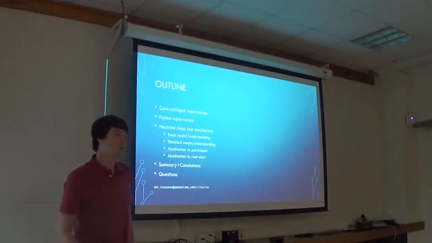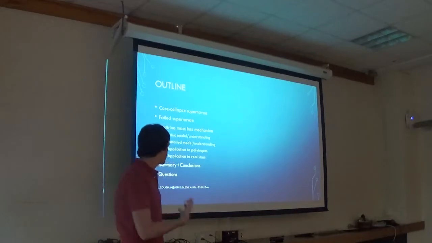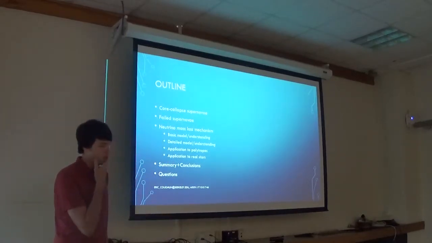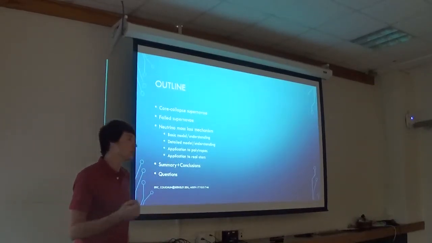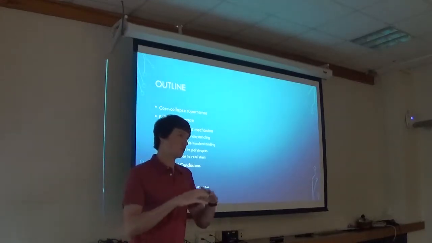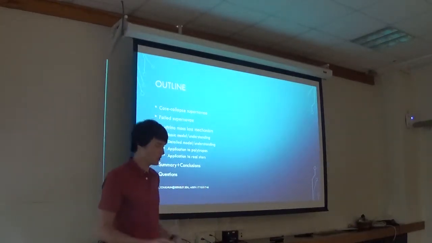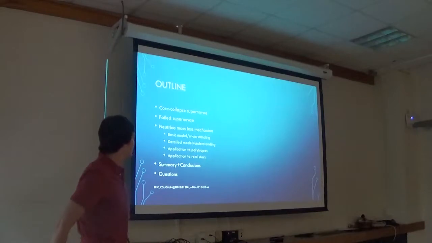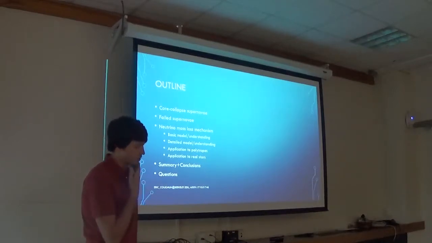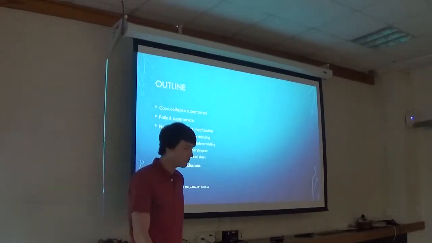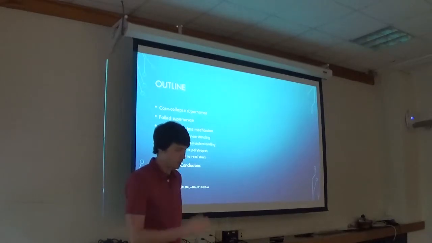where I'll introduce this notion of a failed supernova, and then go through this neutrino mass loss mechanism, which is the thing that we think is responsible for giving rise to some sort of a luminous outburst, even in these failed supernovae. So I'll go through all the modeling that we've done to try to understand this, some of the applications and the results. Then I'll summarize and conclude, and I'll take any questions at the end.